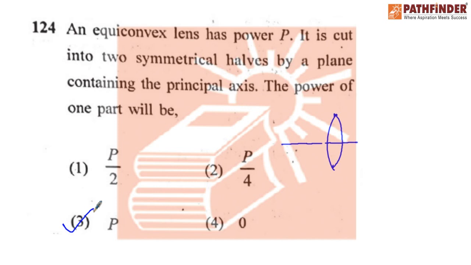Because the power is equal to, you can easily determine the total power of the two surfaces, mu2 minus mu1 by r, summation of these two terms. Now that is not changing because the radius of curvature has not changed. It would have changed if you cut it like this, but this is not the kind of cut given in the question. So the power remains same, or focal length remains same.